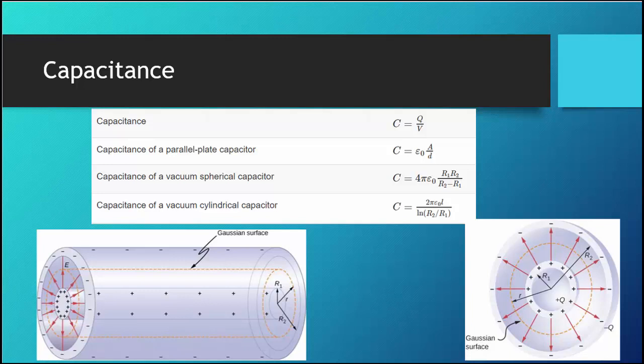The last one, it's going to work a lot like the spherical capacitor when you start with Gauss's law and work your way through. But the equation there is the capacitance is 2 pi epsilon naught times the length divided by the natural log of the outer radius over the inner radius. And those are all starting from Gauss's law, and I'll show you that in just a second.